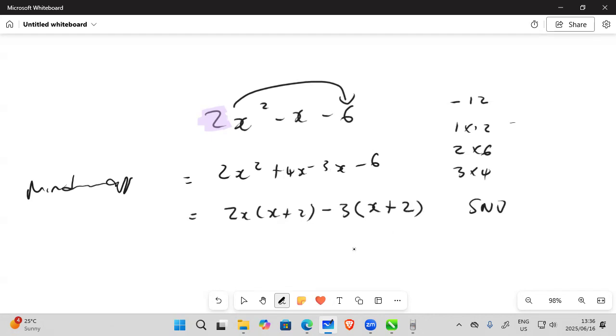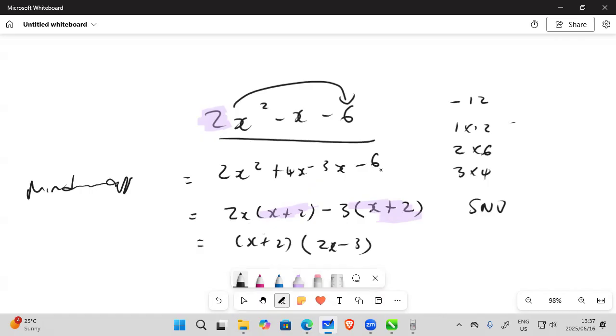2. Right. And then we can pull out what we call the common binomial factor, because this binomial is common to both these terms. See, the minus sign separates these terms. It's a common binomial factor. So this here and this here, I can pull it out of the bracket. If you can visualize the bracket that I'm talking about. And so it'll be x plus 2 is outside the bracket. This will be multiplied by what? 2x. And this will be multiplied by what? Minus 3.